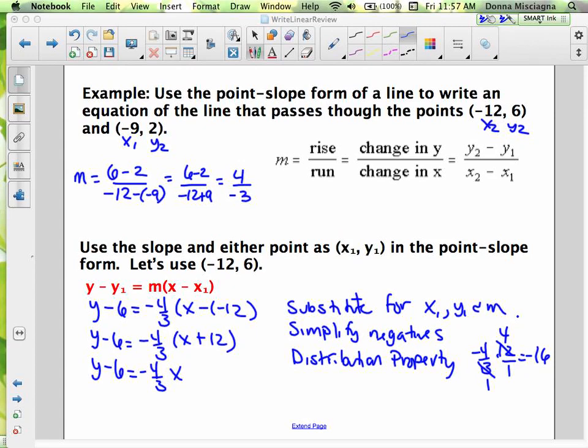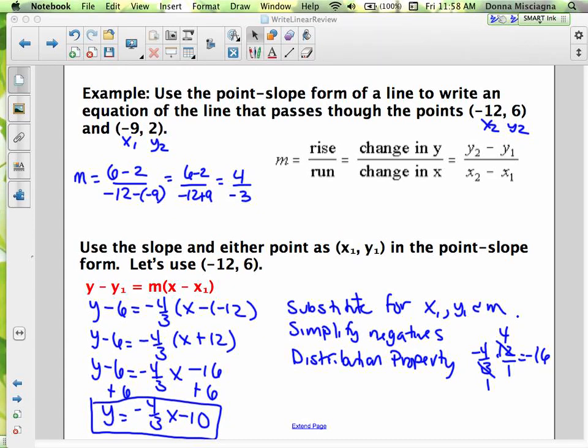So you have y minus 6 equals negative 4/3 x minus 16, and then we'll add 6 to both sides. So we have y is equal to negative 4/3 x minus 10, and that's the equation in slope-intercept form. And there we go. Another one is done.